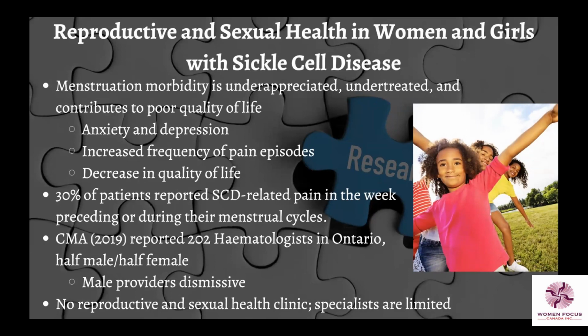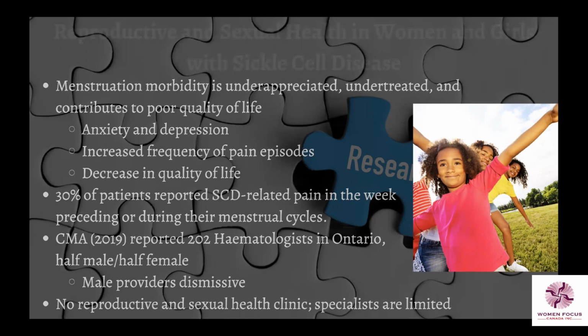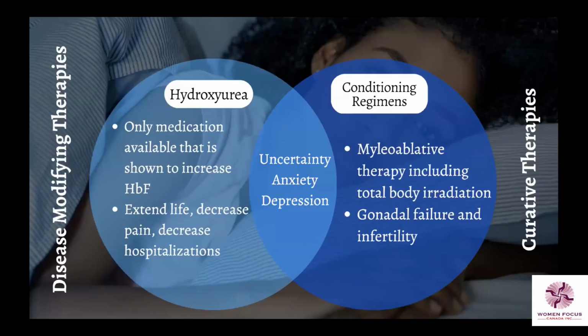It contributes to poor quality of life. It contributes to anxiety and depression. It increases the frequency of pain episodes and decreases quality of life. So if we see increased anxiety and depression, but we're not really looking at the impact of menstruation and the reproductive and sexual health functions of women, then we're not really going to be able to find the answer on how we support our patients better moving through the particular stages of reproductive health and wellness.